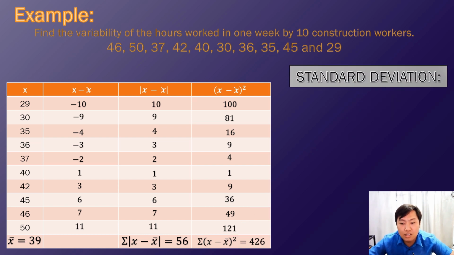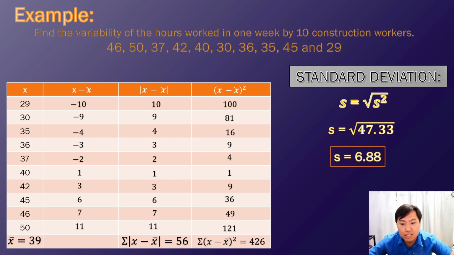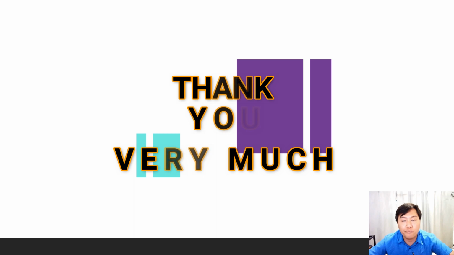The last one is the standard deviation. So for our standard deviation, naalala pa ba natin kung ano yung ating variance kanina? So ang ating variance kanina ay 47.33. So, para mahanap natin ang standard deviation, i-square root lang natin yung 47.33. So, para ma-perform nyo yan, kailangan nyo ng scientific calculator para makuha ninyo yung sagot. So, the square root of 47.33 is 6.88. Ayan, so tapos na tayo sa pag-compute ng mga measures of variability.